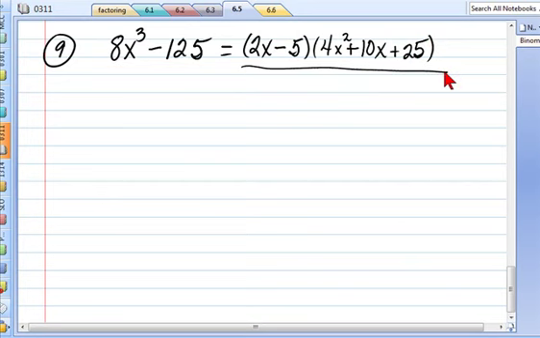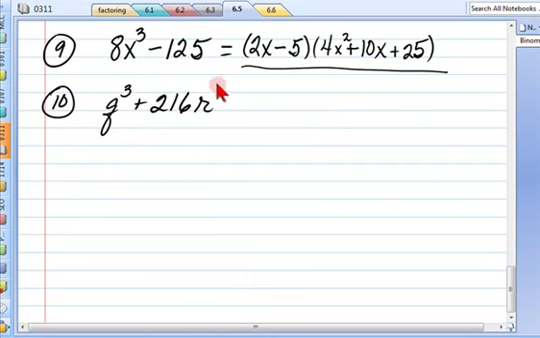Now, I haven't been checking these. They're not a lot of fun to check. You would have to use the distributive property and multiply 2x times 4x squared, 10x, and 25. Then you would multiply negative 5 times 4x squared, 10x, and 25. All the terms except 8x cubed and negative 125 will drop out. You can take time to show yourself that if you want. All right, let's look at a few more. Number 10. What if I have q to the third plus 216 r to the third?